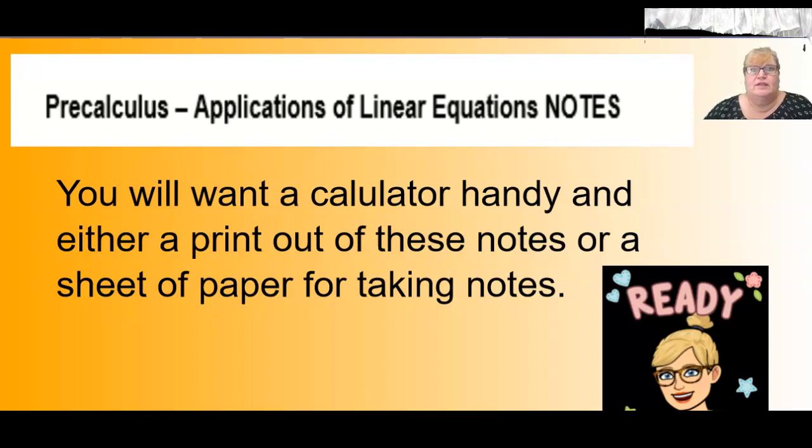Right, so this is day 2. We are going to talk about applications of linear equations, and we're just going to do some word problems, and then I'm going to have a separate little video on using the calculator to come up with the regression equations given a set of data.